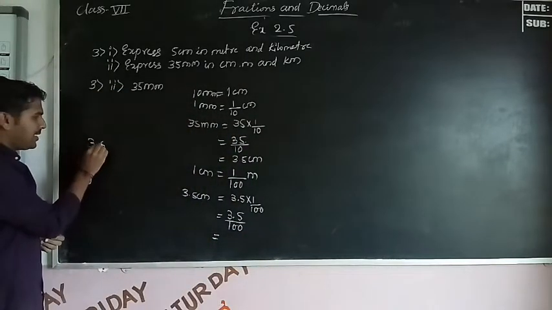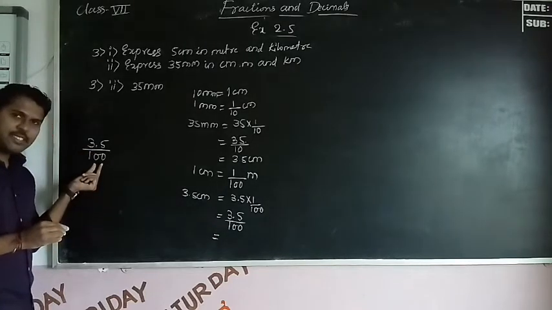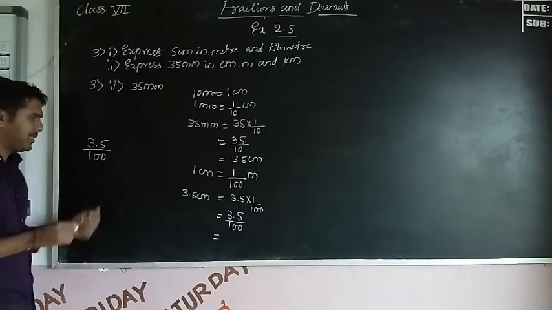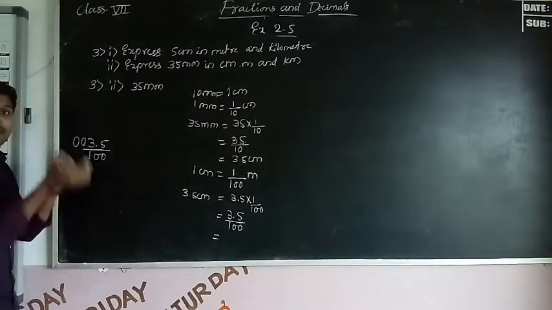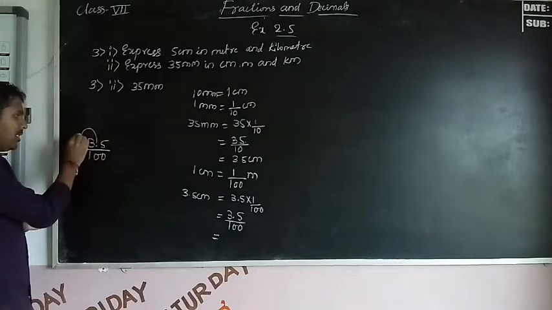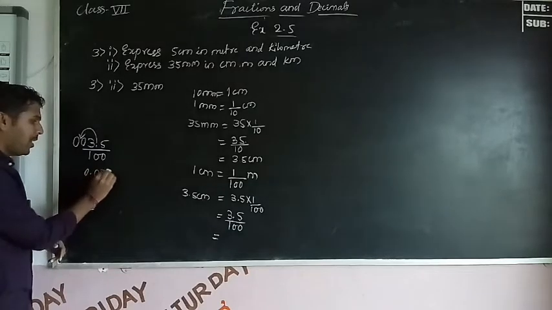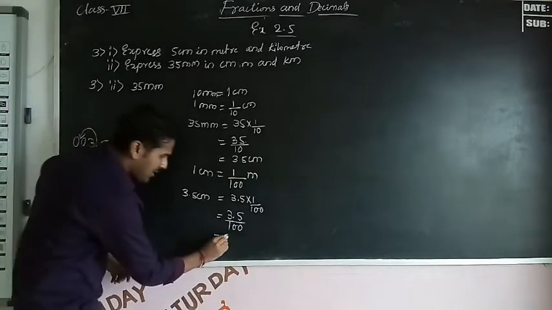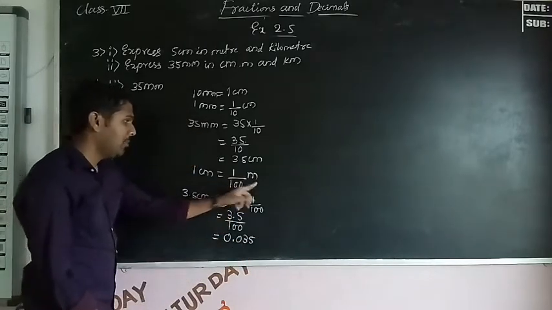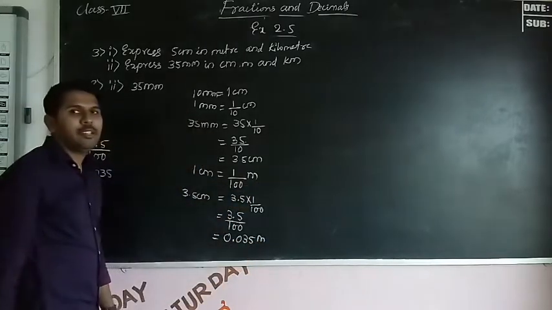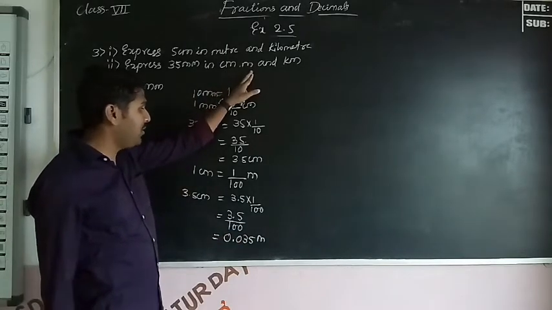We can write it as 3.5 by 100. How many places? 2 zeros means 2 places. Here only 1 place is there, so take another. After that, shift it. 2 places means to the left side by 2 places. What will we get as the answer? 0.035. In which unit? Meter. So this one is meter. Centimeter finished, next meter finished.